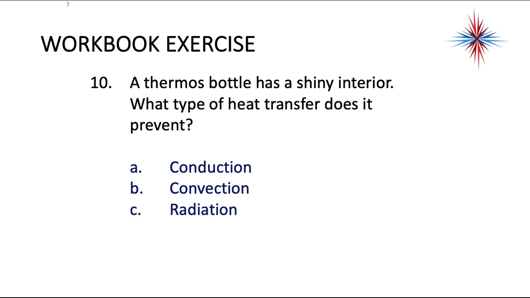The final one. A thermos bottle has a shiny interior. What type of heat transfer does it prevent? Is it conduction, convection, or radiation? It's radiation. Because we want to bounce those rays off. It's using a mirrored surface, basically.